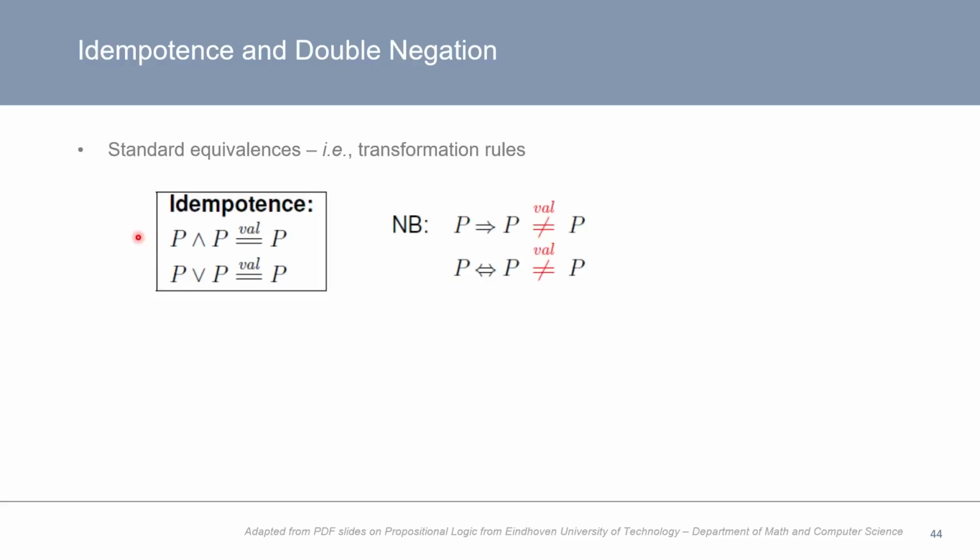Idempotence basically says that if you have the same proposition connected by an AND, it's the same thing as having that proposition just once. The same is also true for ORs. However, P implies P is not equivalent to P alone, and also P biconditional P is not equivalent to P alone. But of note, P biconditional P is equivalent to true. This is because P will always have the same truth value, therefore the value of P biconditional P is always true, which also means that it is a tautology.